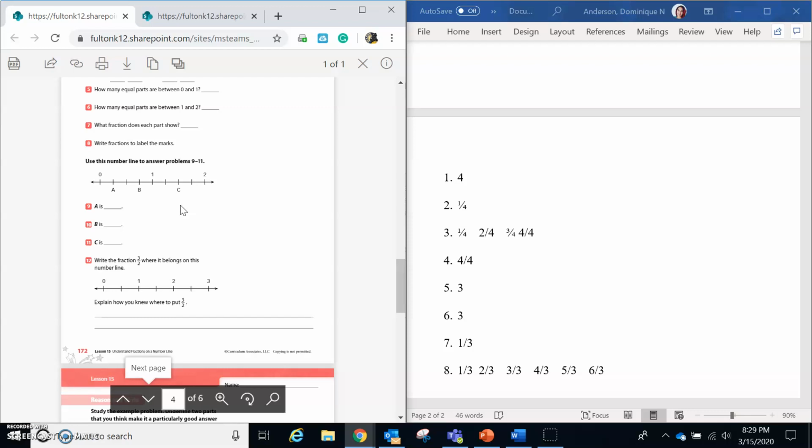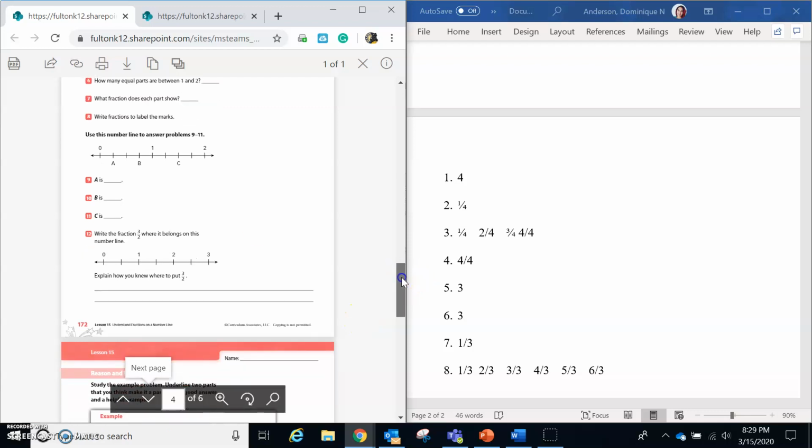Number 12 says, write the fraction 3/2 where it belongs on this number line. So if we look, we know that it's partitioned into 2 equal parts. So if we're going to count, we're going to say 1/2, 2/2, 3/2. So right here, you can write right above 3/2.